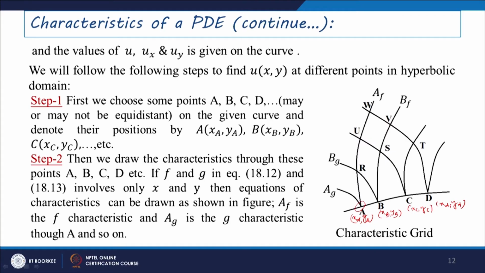Then we can draw the characteristics through these points a, b, c, d. If f and g, which are expressed in equations 18.12, one taking b plus and the other taking b minus, involve only x and y, then the equations of characteristics can be drawn as shown in the figure. That is, af is the f characteristic and ag is the g characteristic, defined at the point a. Likewise we will have characteristics at the point b, like bf and bg.